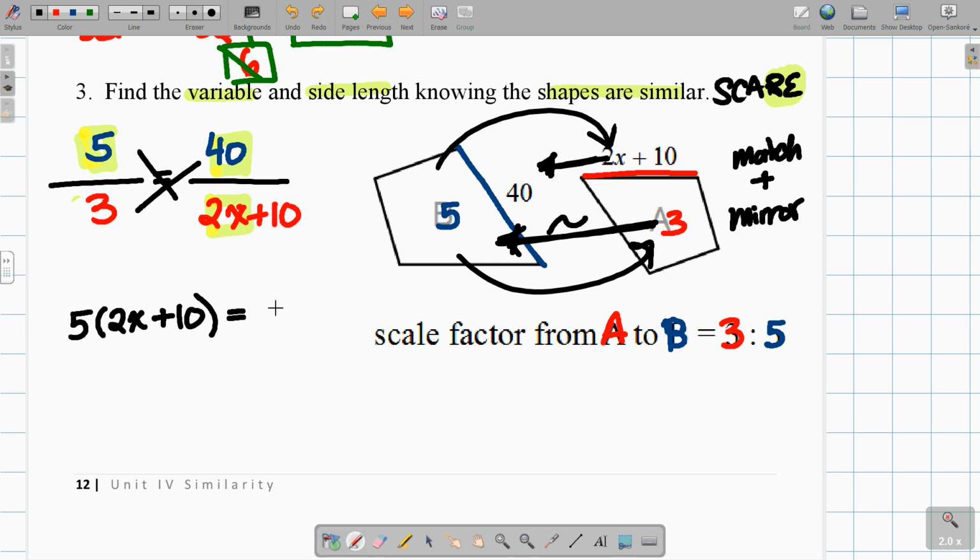Because I have a variable here, and I'm going to have to subtract something, that I will multiply out.